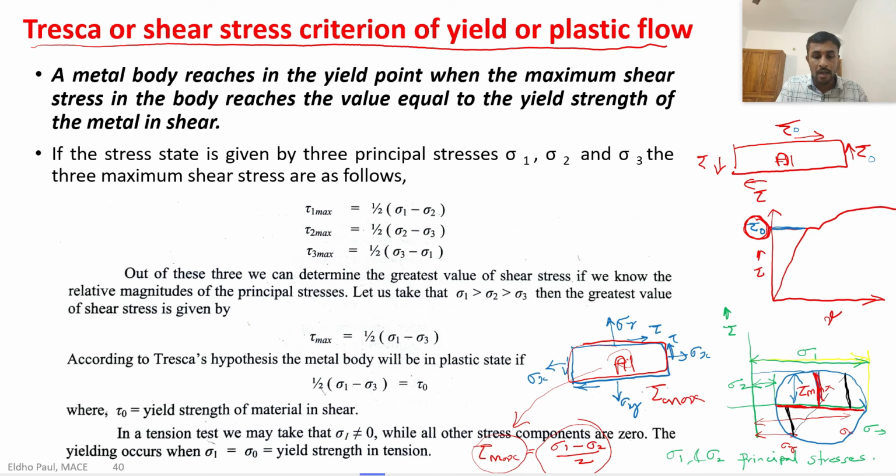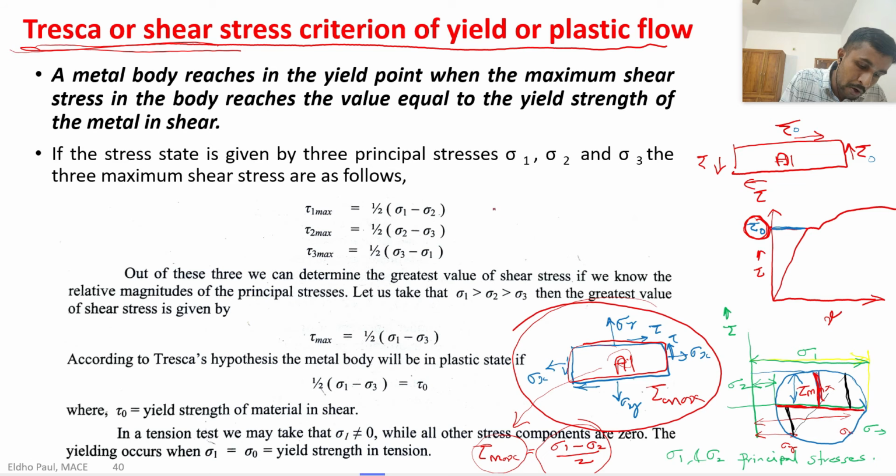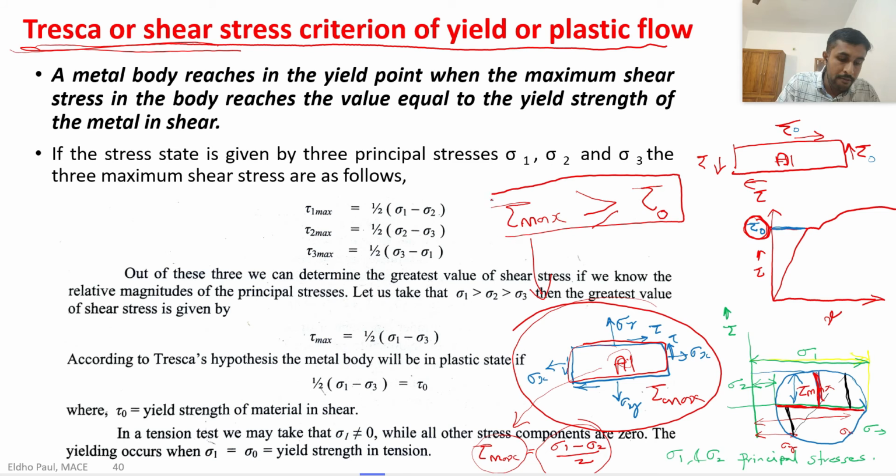Then how does this object deform, and how much stress is required for deformation? The amount of stress required for the deformation is explained with the Tresca criterion. So if tau max developed in this complex loading condition is greater than or equal to the shear stress corresponding to the yield point, then there will be plastic deformation. This is the Tresca criterion.